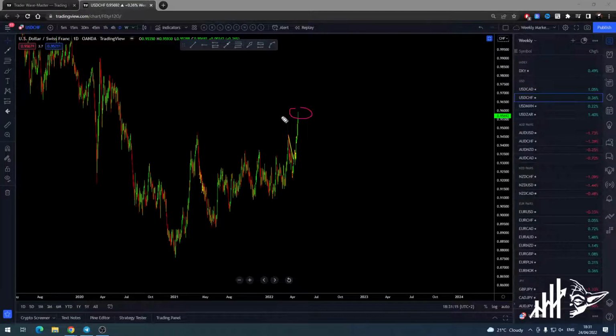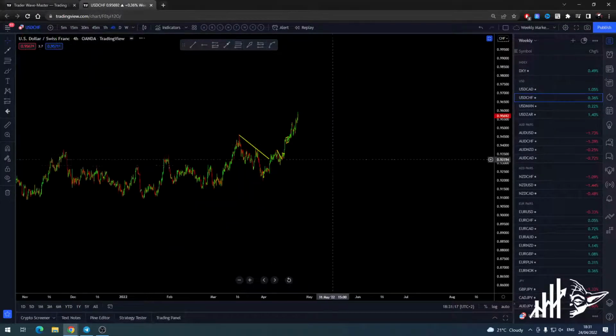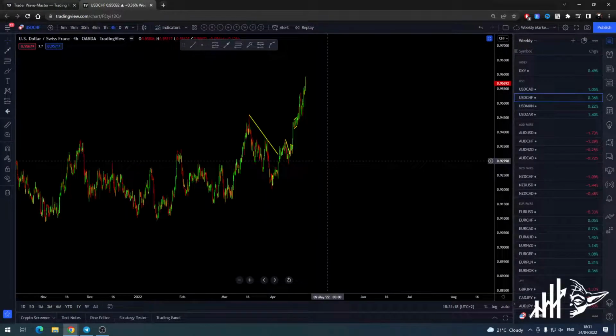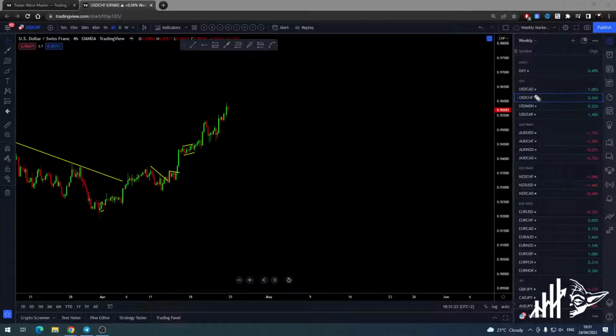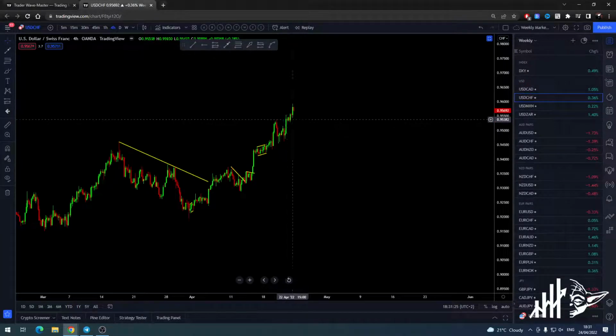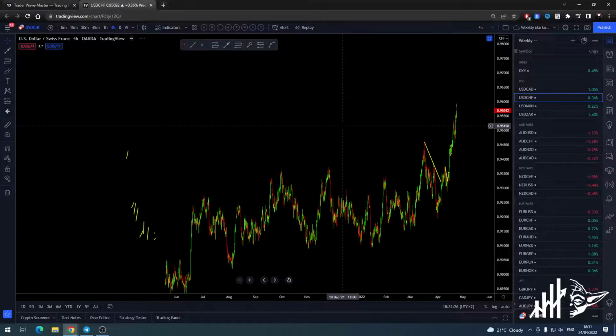Can I take a buy? Not really. I really do not recommend you taking buys over there. It's not worth it. Rather buy USD CAD than USD CHF. It's not making sense. The USD CHF is not tradable for buy.